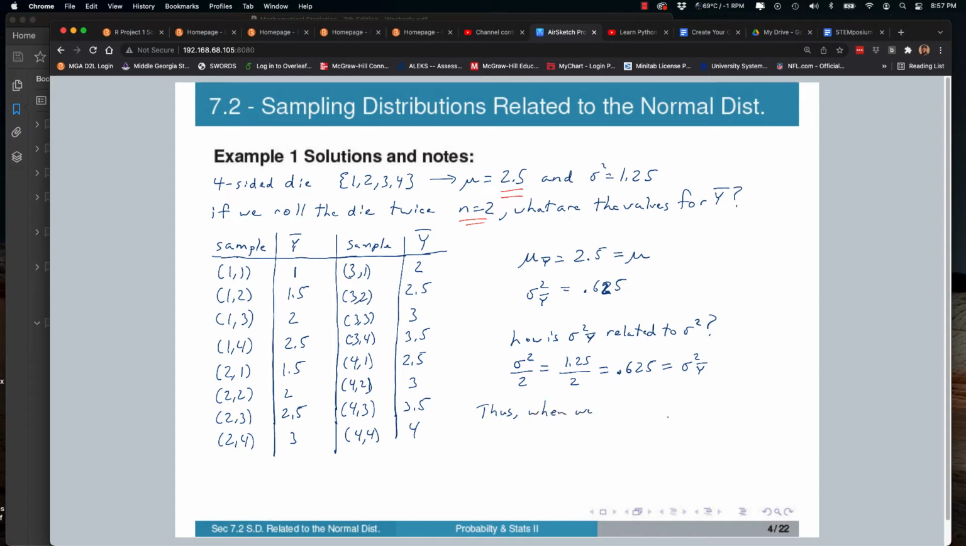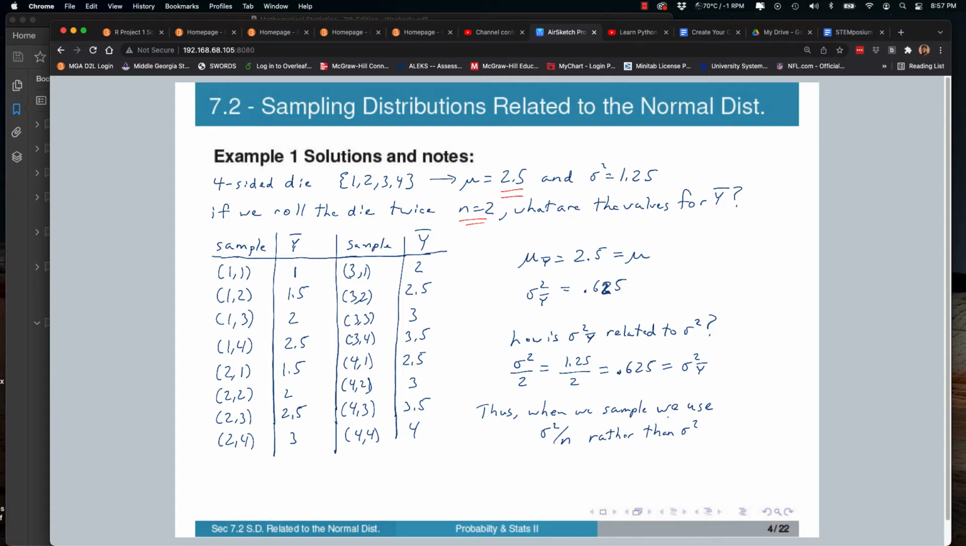So the rule here is thus: when we sample from a population, a normal population, that is, I should state that too, when we sample from a normal population, we use sigma squared over n rather than sigma squared. All right.